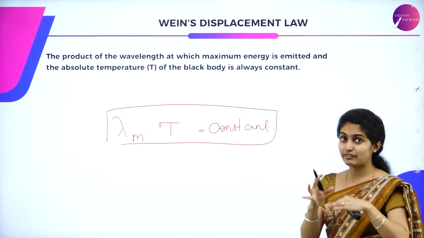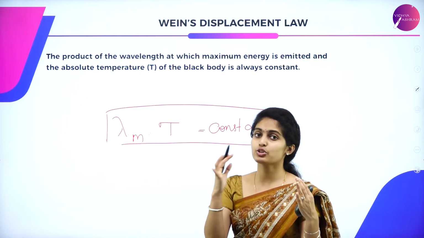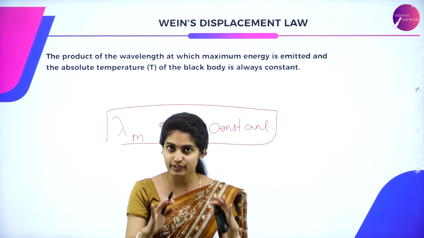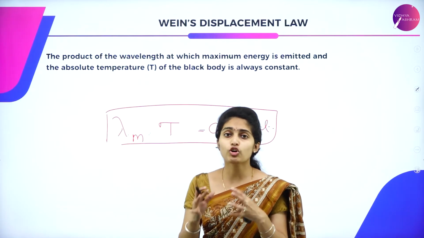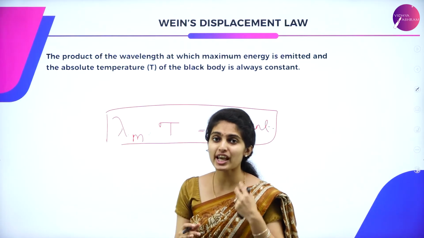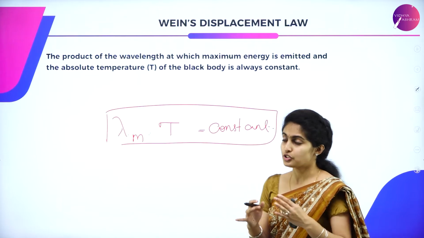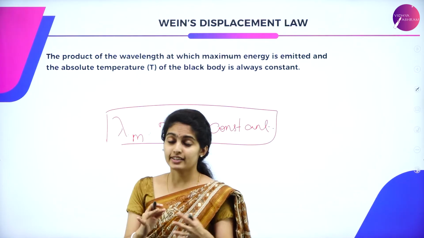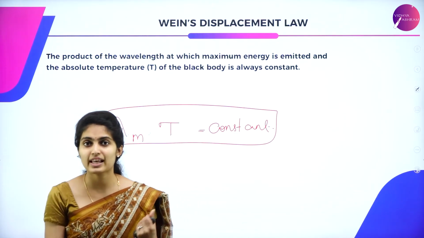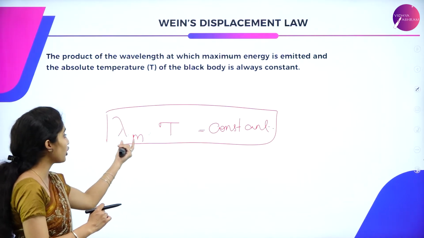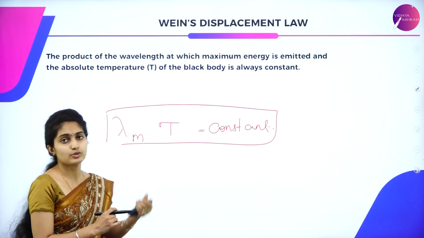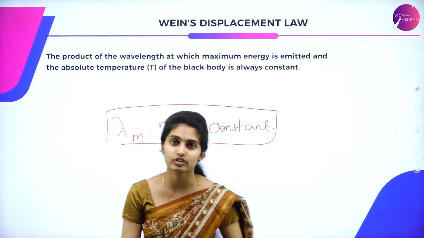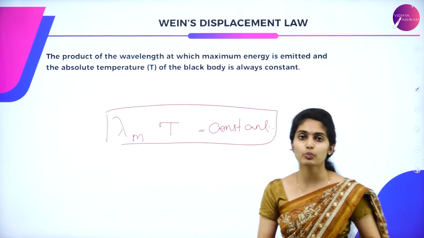So if the wavelength is maximum, energy is also maximum. So if the temperature increases, wavelength decreases. Here we are talking about wavelength, energy and absolute temperature. So when there is increase in wavelength, there is increase in energy as well as the absolute temperature. So here we have the product of maximum wavelength and absolute temperature, which is said to be a constant. So that is all about Wien's displacement.